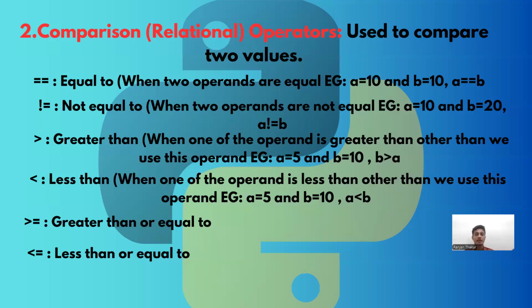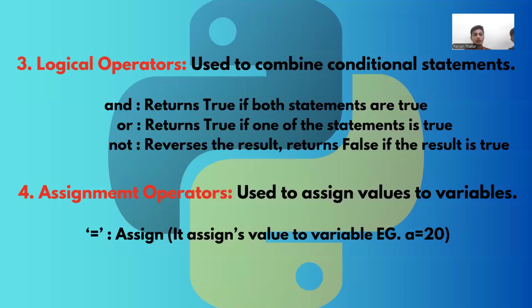Fifth one is greater than or equal to. Then sixth one is less than or equal to. Third one is logical operators. It is used to combine conditional statements.